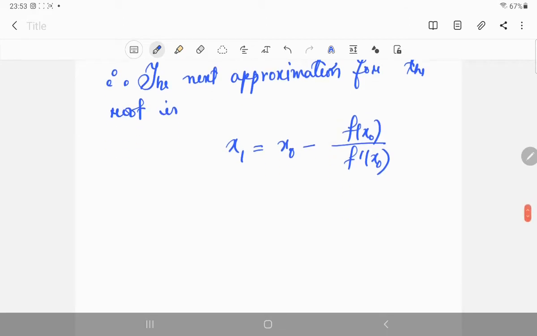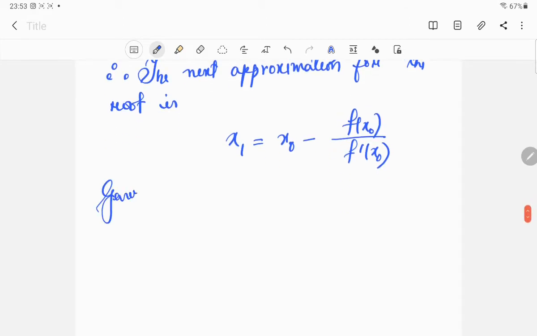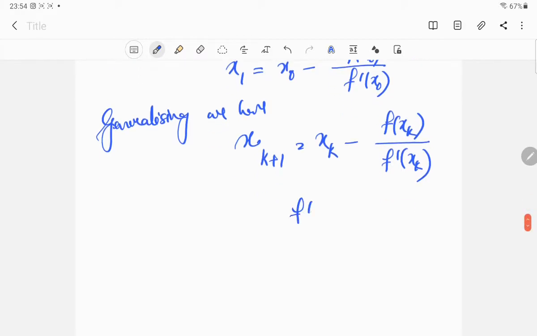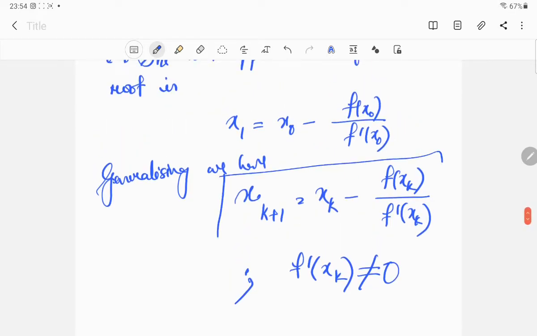So we can even generalize it. Generalizing, we have x(k+1) equal to x(k) minus f(x(k)) by f dash x(k), only with the condition that f dash x(k) is not equal to 0. This is the condition for finding the next approximation to the root using the Newton-Raphson method.